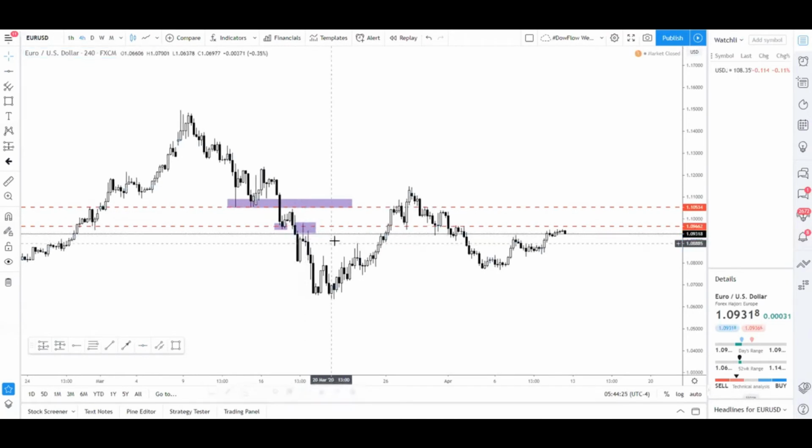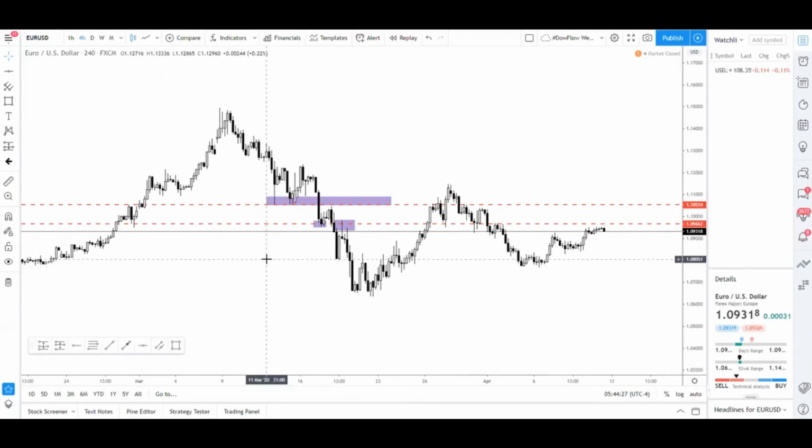So that's another tip I have for you, using the line chart to pinpoint the exact support and resistance level, but at the same time understanding that support and resistance is more of a zone rather than a fixed level.